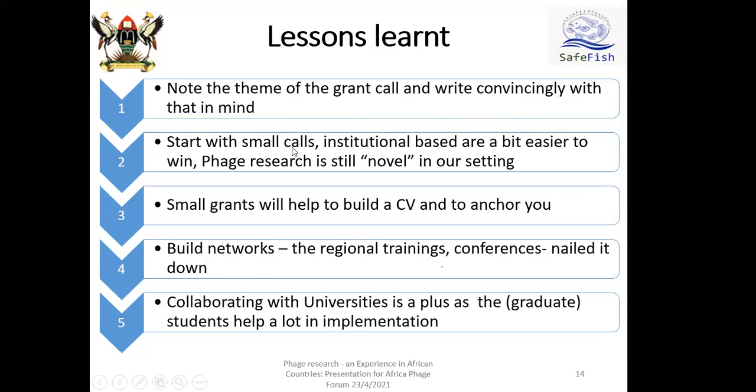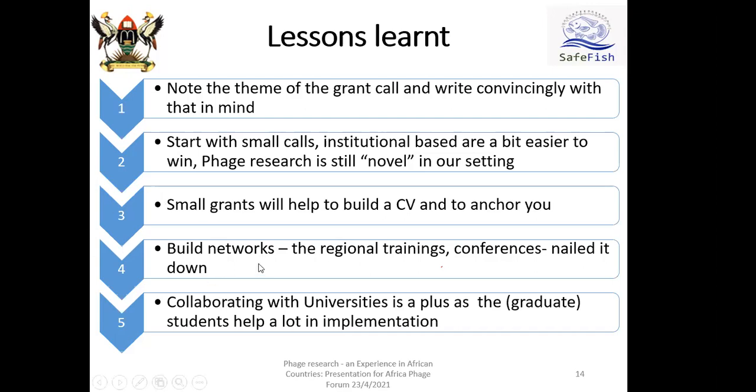And when you are just starting into grant writing, it's better to start with small calls, or maybe the institutional-based ones are a bit easier and there is minimal competition. And since phage research is still novel in our setting, we usually get funding. These small grants help to build the CV and anchor you into phage research, or to convince the funder that you have experience in working on bacteriophages, more especially if you have published an article.